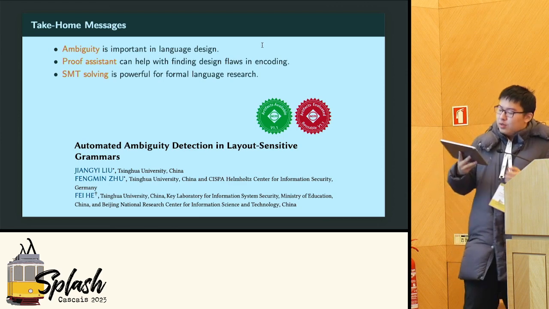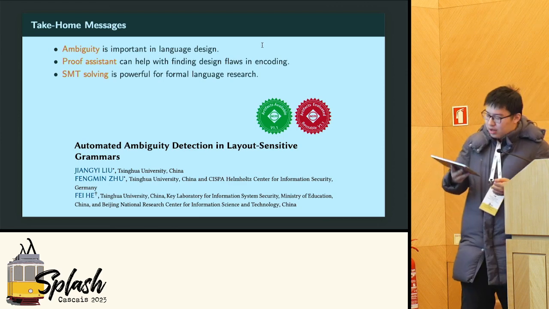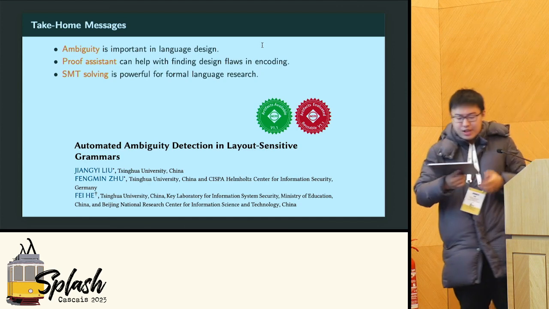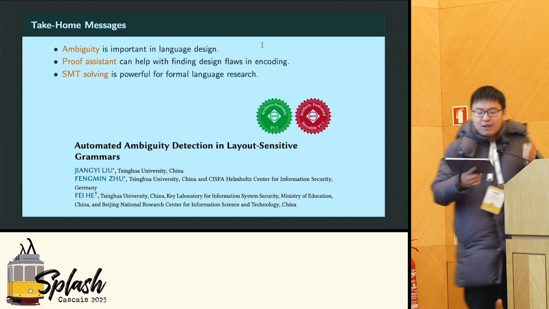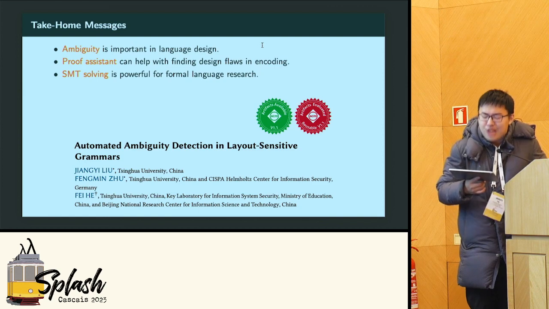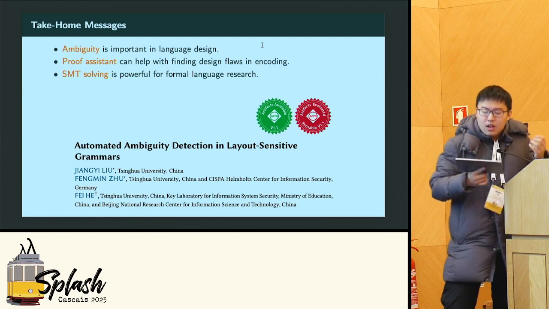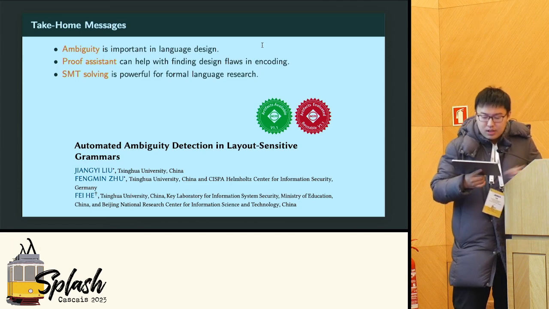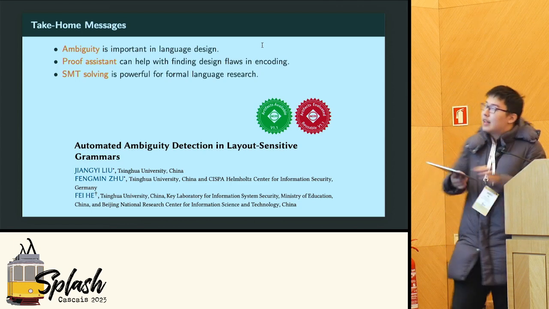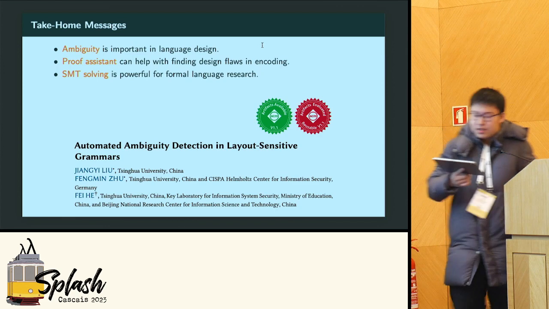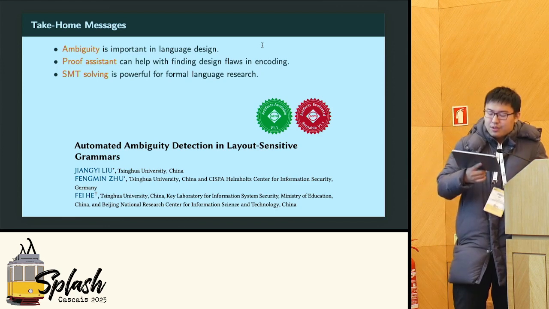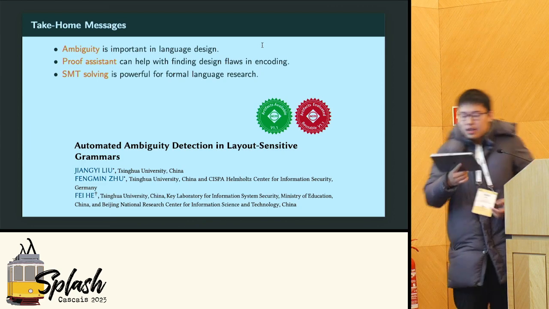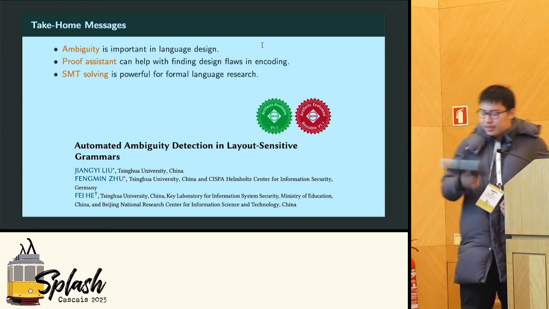What are the take-home messages from this talk? To begin with, ambiguity is quite important in language design. Sometimes people can actually avoid ambiguity detection by choosing the correct fragment, like LL or LR grammars. When this is not possible, as in the case of layout-sensitive grammars, we need a way of automatically detecting the ambiguity.